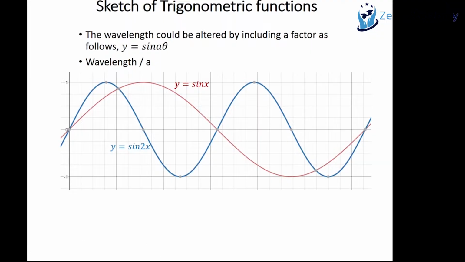What if I have a number inside the sine? Let's say I have y equals sine 2x. This time the number 2 is inside the sine function.